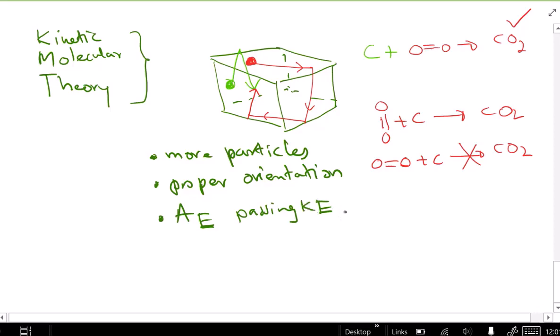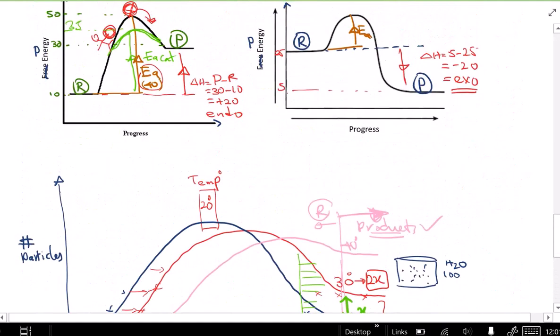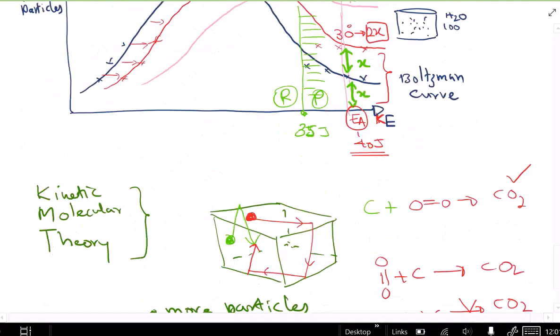So actually it has to pass the activation energy, right? Remember, the hilltop is the activation energy. You need a little bit more to fall down.